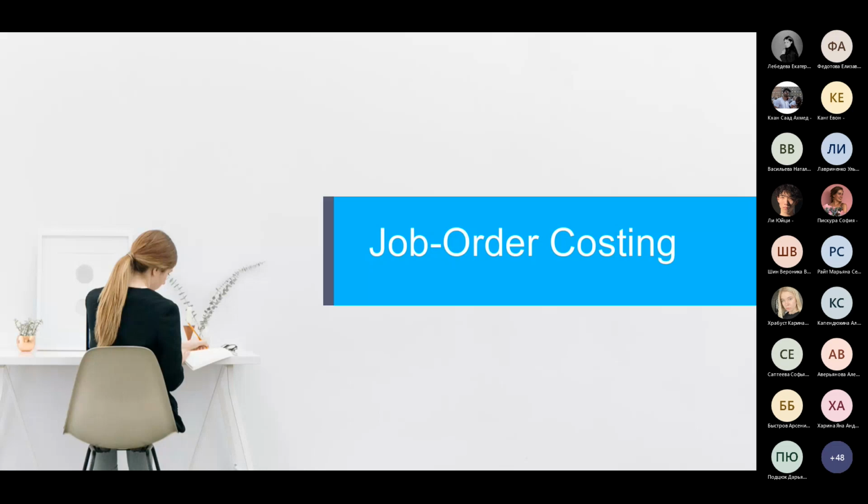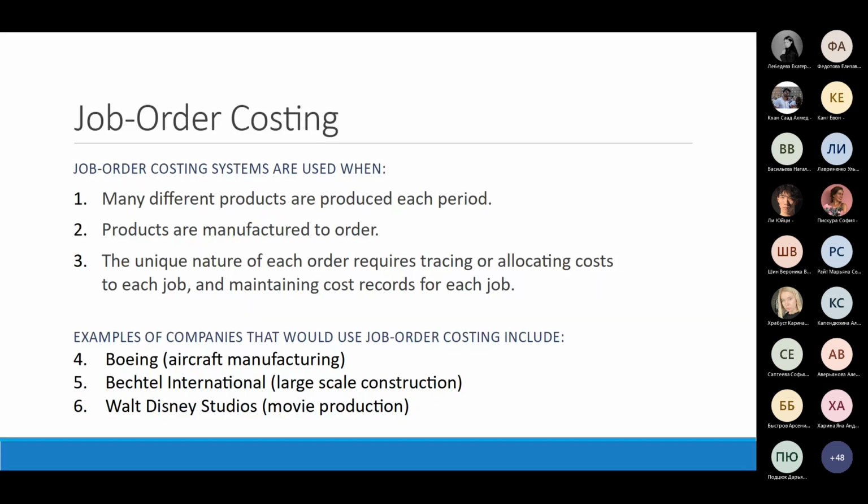Job order costing is a costing system which is used when many different products are produced each period, when your products are customized and they are not equal. If, for example, you are making some unique dresses for theaters or for musicals, you may use job order costing.